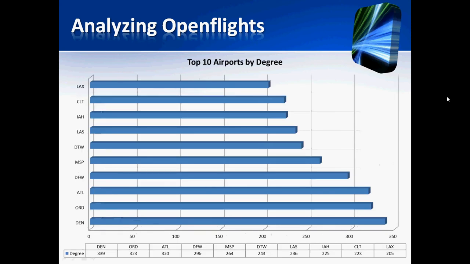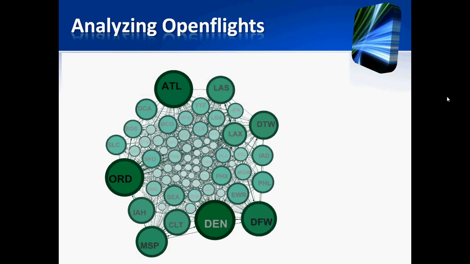What were the top 10 airports by degree? Well, Denver, Chicago O'Hare, Atlanta, Dallas Fort Worth. We get down at the bottom here, number 10, we have LAX. And they go from 339 degrees down to 205 at LAX. If we take a look at this same information, the nodes here are shaded by size and degree. Similar, Denver, Chicago O'Hare, Atlanta, Dallas Fort Worth. We see LAX is still in there, but it's a little bit smaller. I was a little surprised to see Denver had more flights in and out than any other airport in the U.S.